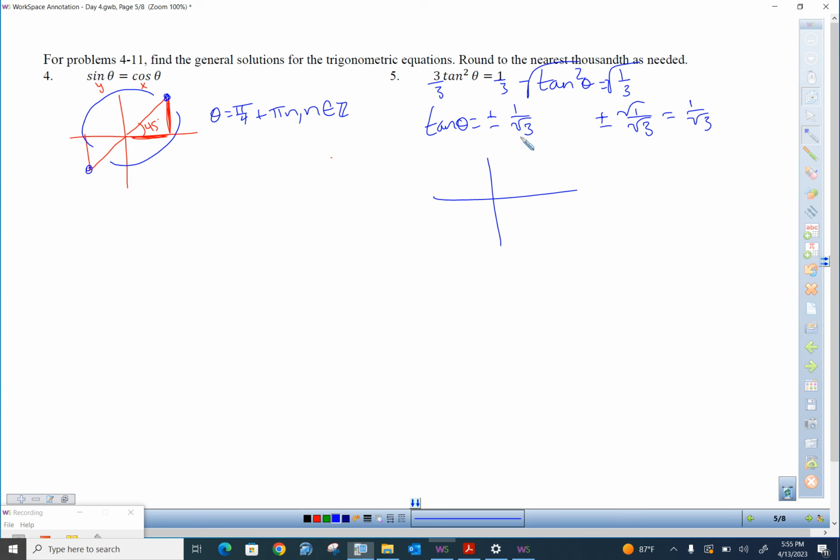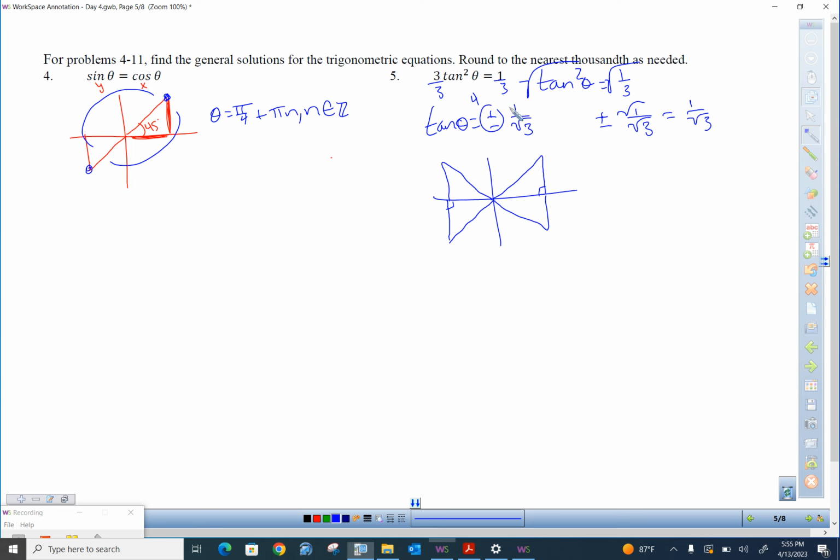A positive 1 over the square root of 3 for tangent could be in quadrant 1, or we could have it in quadrant 3. Then the negative is in the other two quadrants. So really, when we see this plus or minus, we're going to have all 4 quadrants. Which actually makes our life a little nicer, because that means there's going to be something that we can generalize automatically. Okay, well, let's talk numbers.